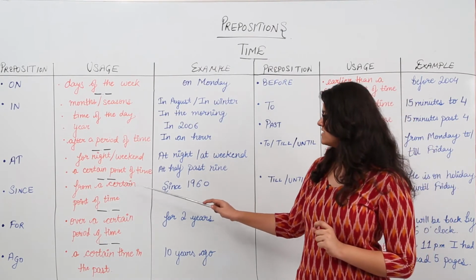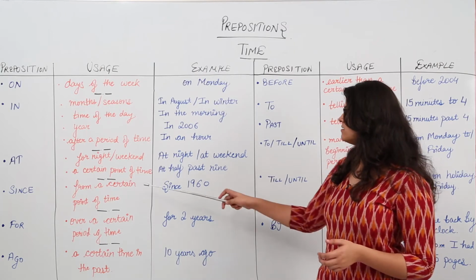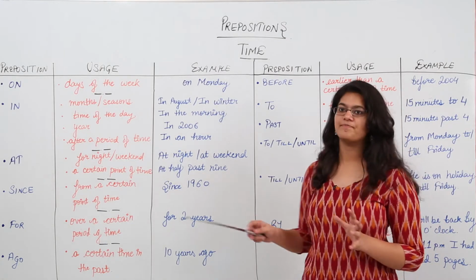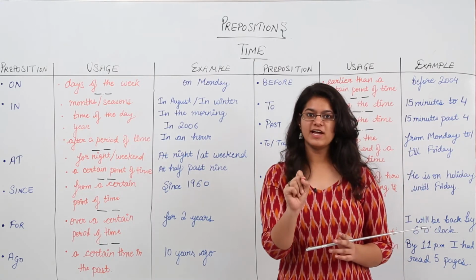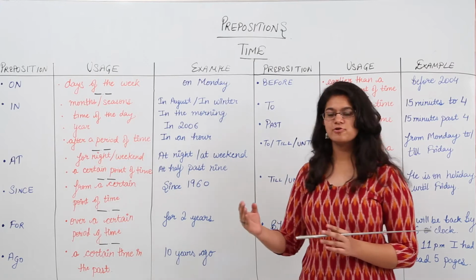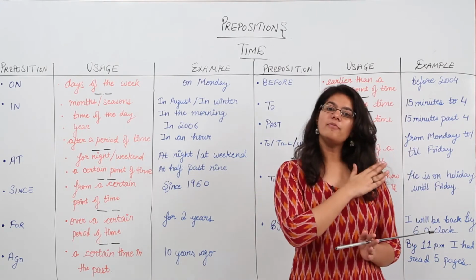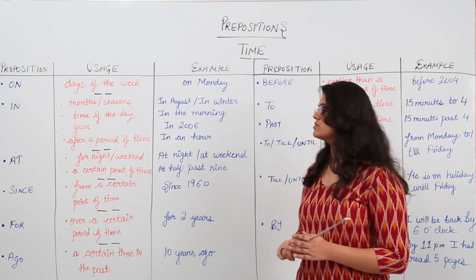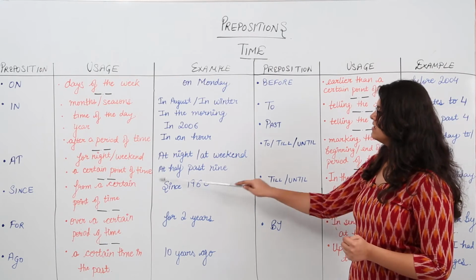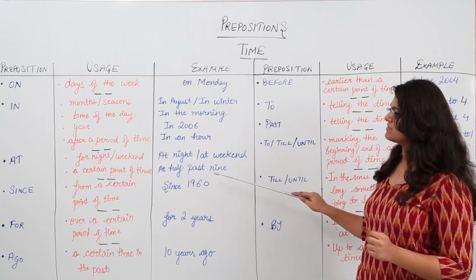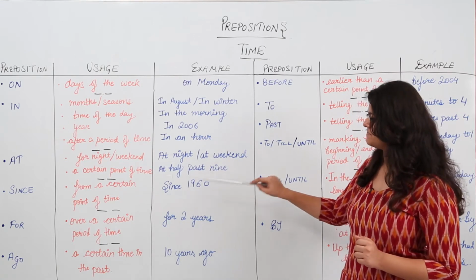Since, that is used when we want to tell the listener about a certain point, from a certain point of time. Say at was being used for one certain point of time in the present or in the future, while since is being used when something is happening from a very long period of time. So we say since 1960. So here from 1960 something is happening and it is happening till today. So hence we use since.